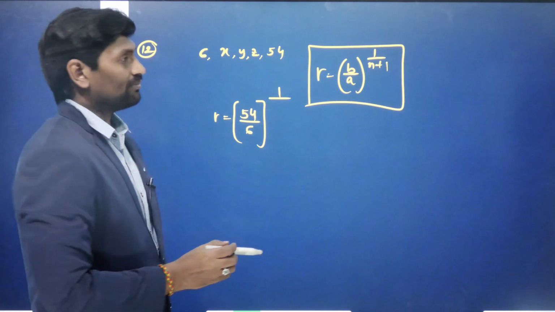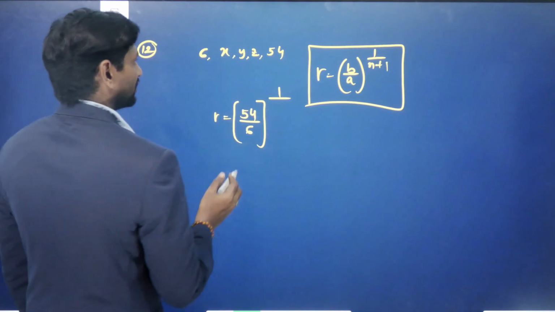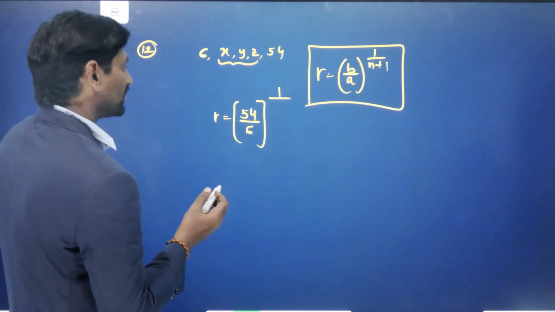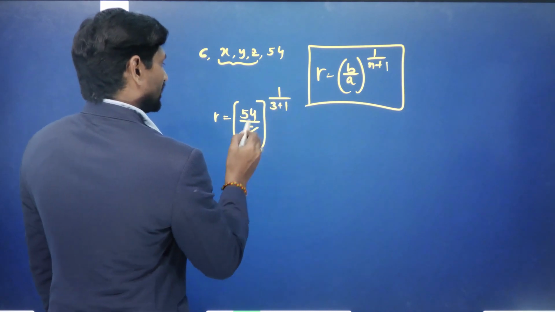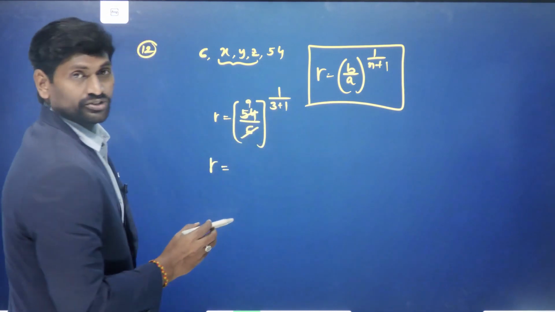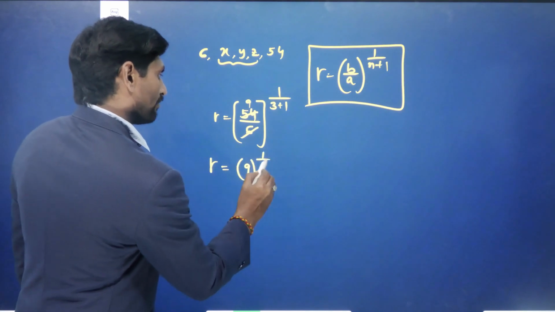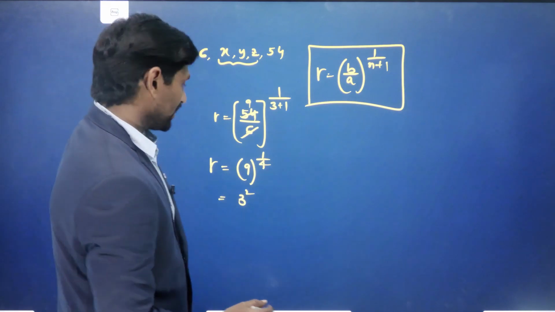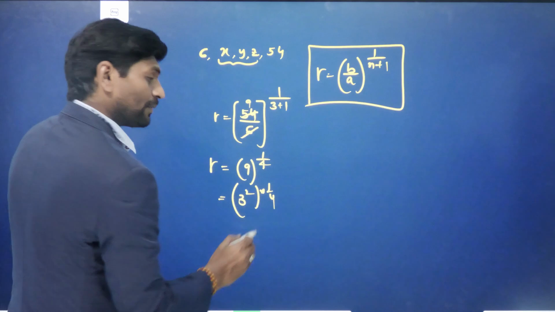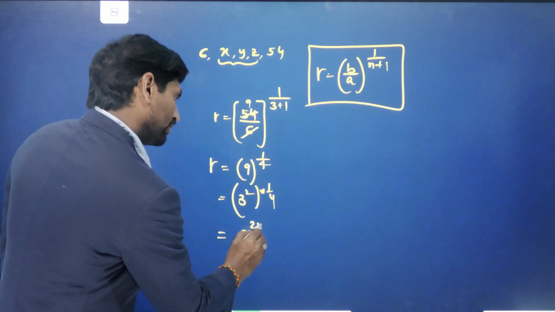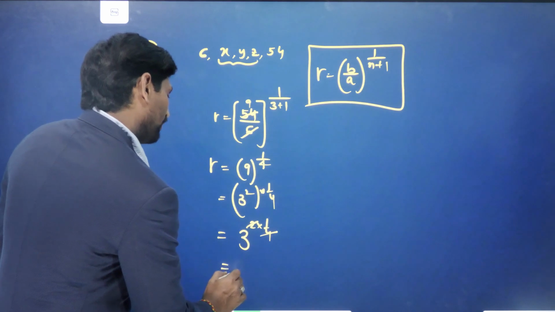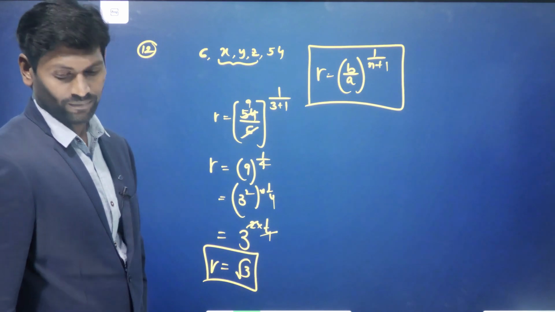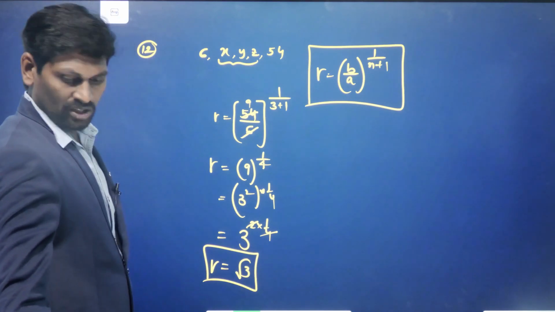How many terms are there here? There are 3 terms between them, so 3 plus 1, 4, we should write. Between n numbers means 1 by n plus 1, so between 3 numbers means 1 by 3 plus 1, nothing but 4. So 6 table here, 9 times, cancel. R equals 9 whole to the power of 1 by 4. 9 we can write as 3 square, 3 into 3, and the whole power 1 by 4 uses the formula a power m whole power n equals a power m into n, that is 1 by 2. 3 power 1 by 2 is nothing but the square root of 3. Now that is the r value.